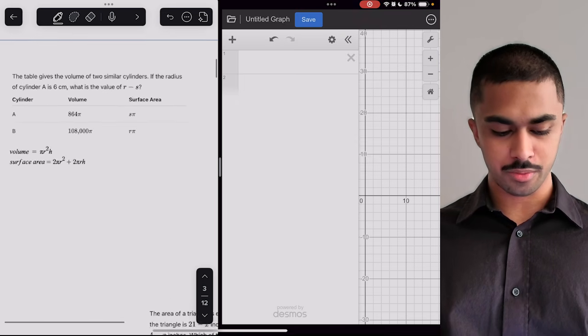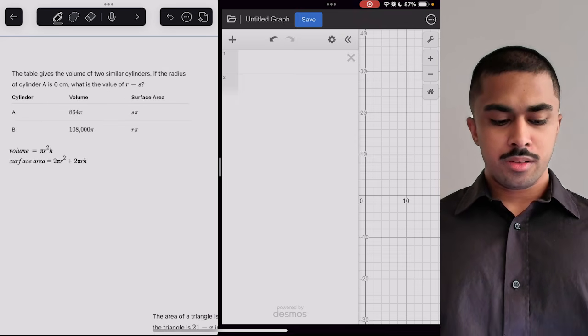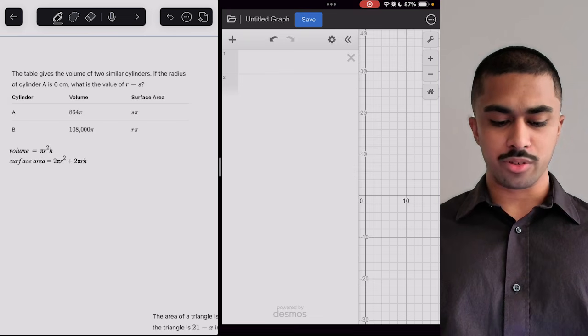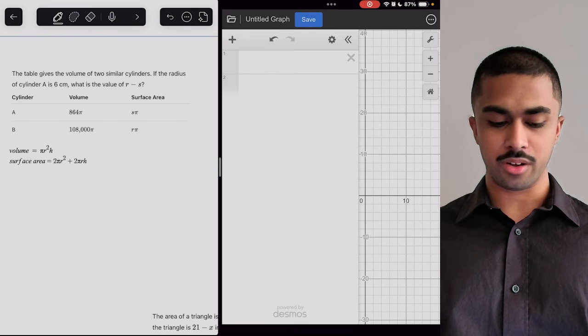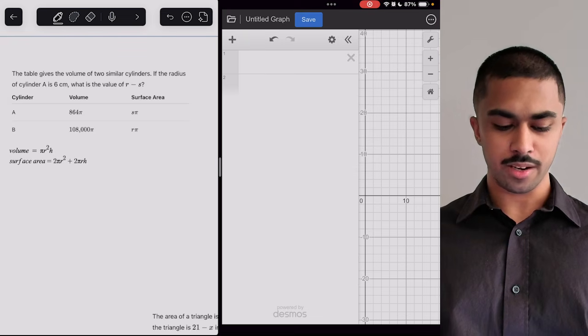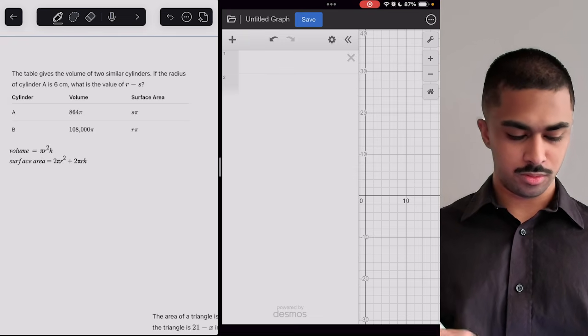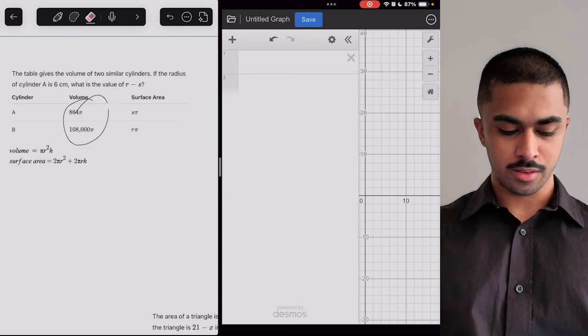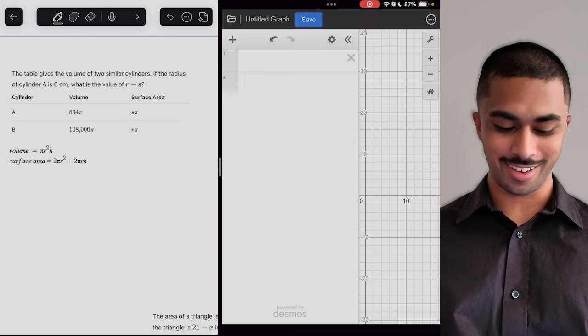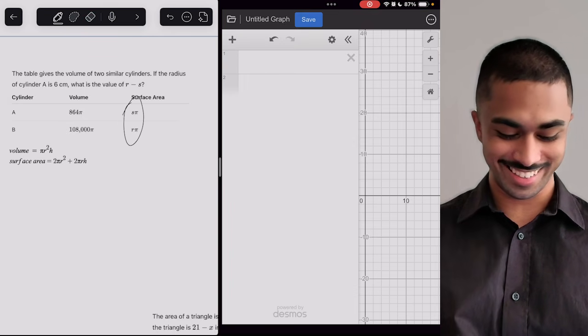Okay, next one. The table gives the volume of two similar cylinders. If the radius of cylinder A is 6 centimeters, what is the value of R minus S? And then we're given a little table, which is pretty neat. I actually wrote these questions. I don't know why I'm surprised.